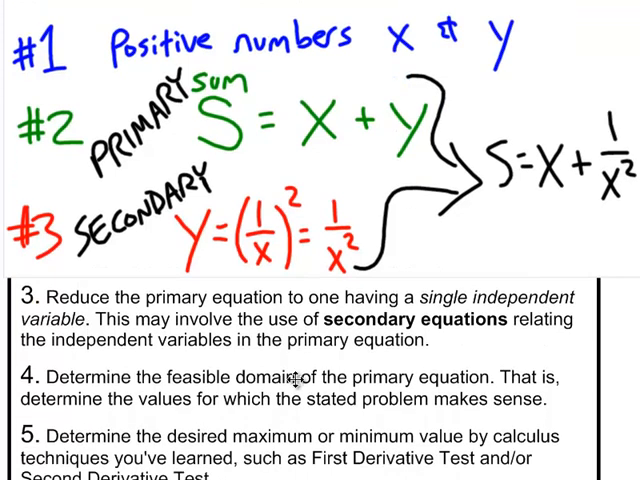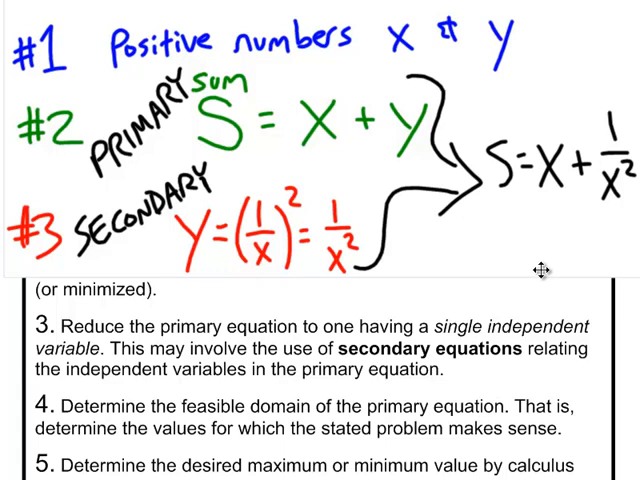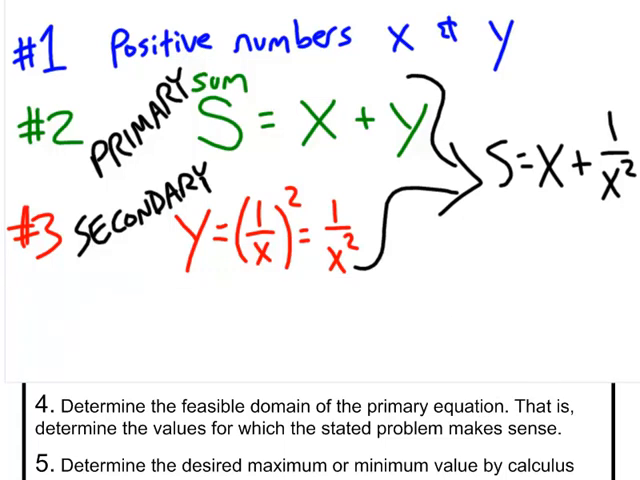Okay, step number 4. Determine the feasible domain of the primary equation. Well, in this case, we're told that these had to be positive numbers. So about all we can write for step number 4 is to say, well, what values are we allowing for x over here? We're only allowing positive values. That's another step where honestly I could forgive you if you don't explicitly write that step down. However, if you gave a negative value of x for your final answer, then you would be penalized, of course.